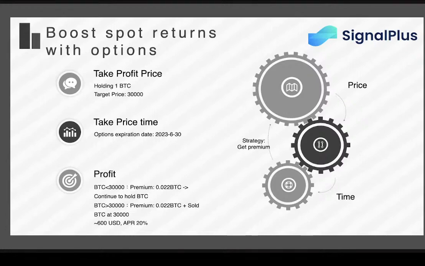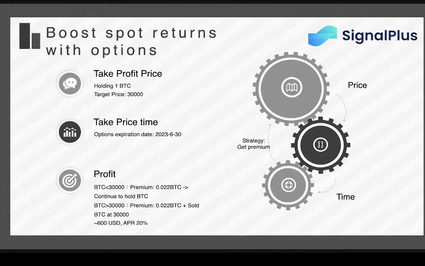So I will be selling at 30K. Even if the price goes down afterward, it's okay. I'll still be selling BTC at 30K. The downside is if BTC has moved to 60,000 in a month, then I'll still be selling BTC at 30K. I will not be able to get the profit from the BTC price movement from 30K to 60K. However, I'll still be earning 600 USD of premium, which is around 20% in APR.